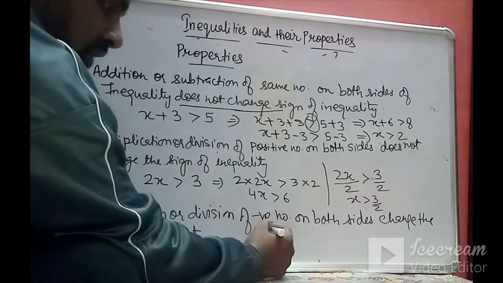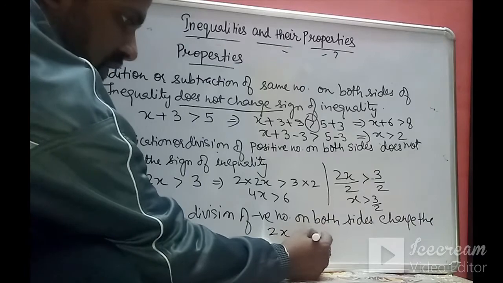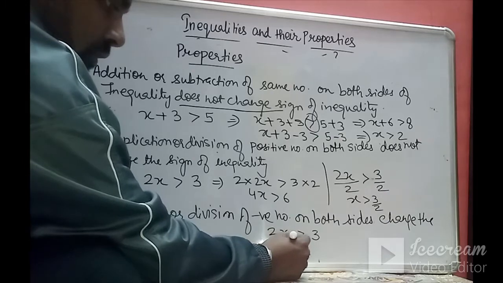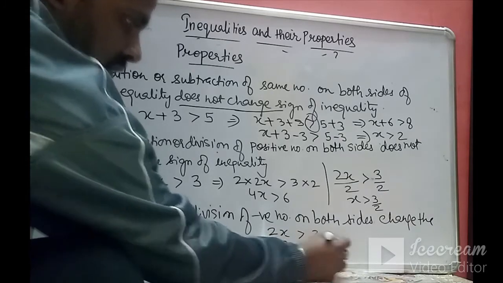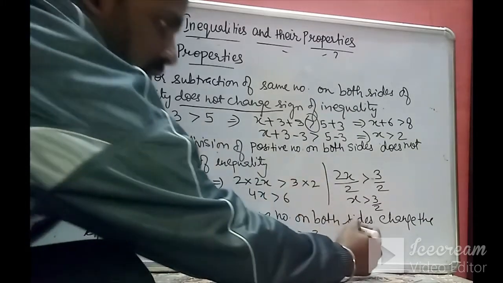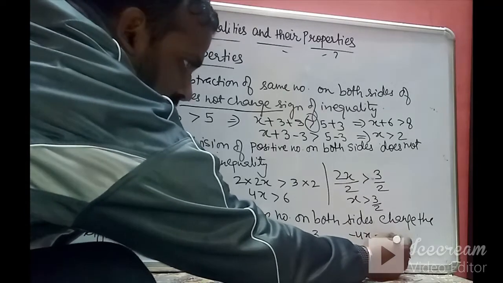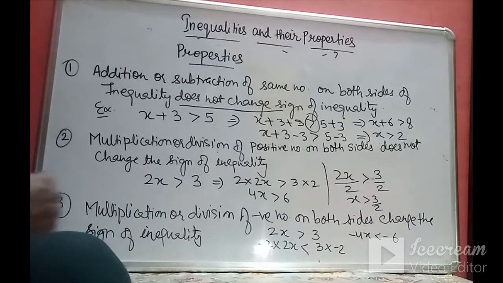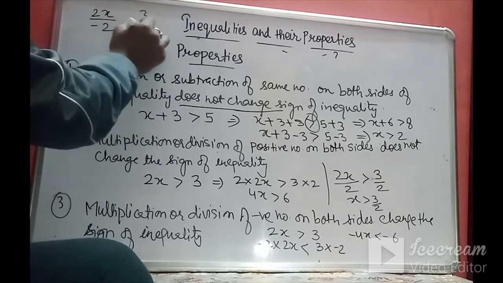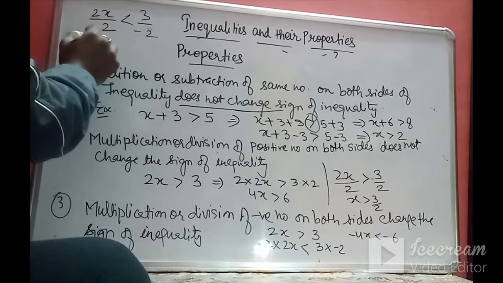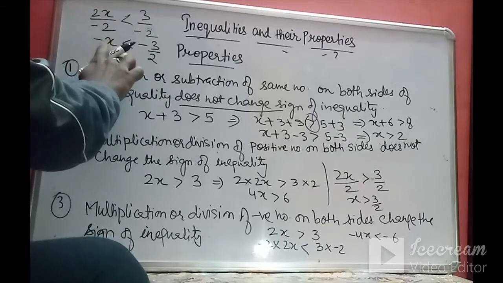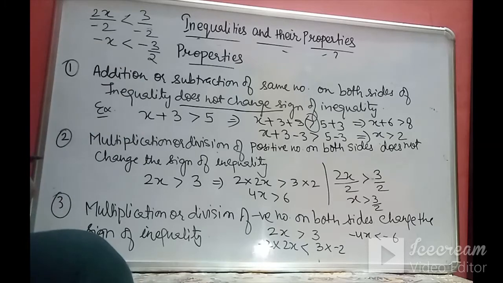For example, if I take 2x greater than 3 here, and I multiply by minus 2 on both sides, what happens? The sign of inequality is going to reverse. If it is greater than, it becomes less than. So it becomes minus 4x less than minus 6. Similarly, if you divide by minus 2 on both sides, again the sign of inequality changes. It becomes minus x less than minus 3 by 2.